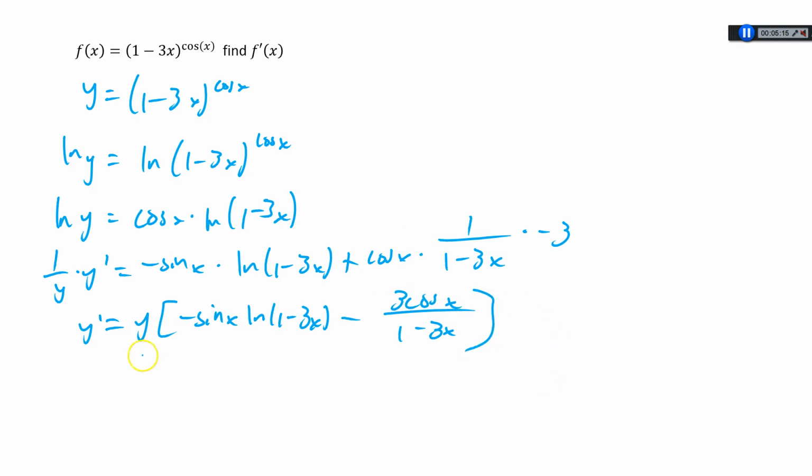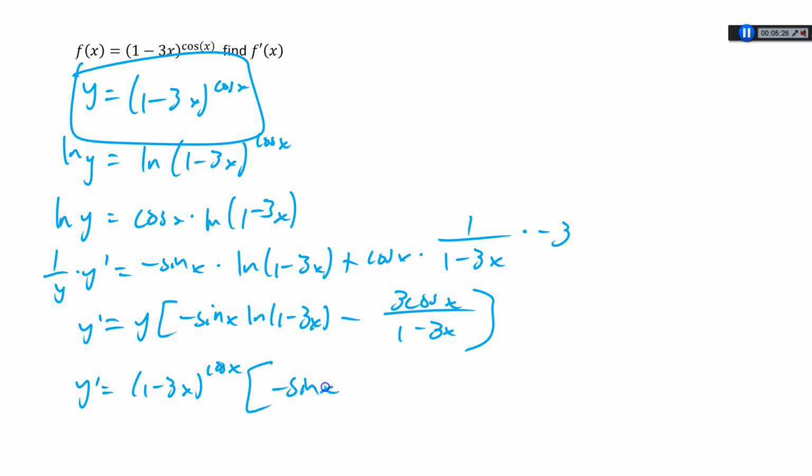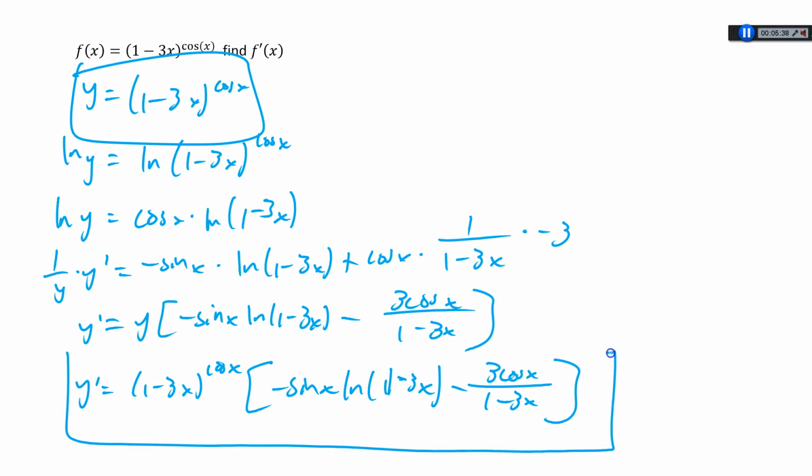Okay, now we know y. Y is (1 minus 3x) to the cosine x. So y prime is (1 minus 3x) to the cosine x multiplied by negative sine x ln of (1 minus 3x), minus 3 cosine x over 1 minus 3x. There we go. It's a mess, but it's right. And really no hard math in there. You just got to do it. You just got to keep plugging forward. That's kind of the moral.